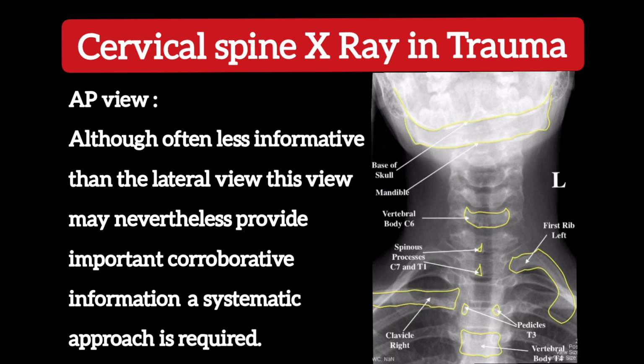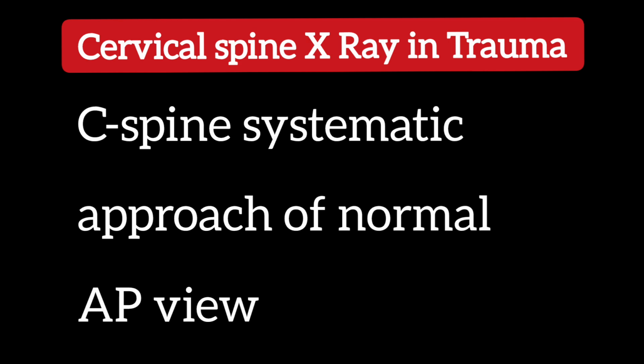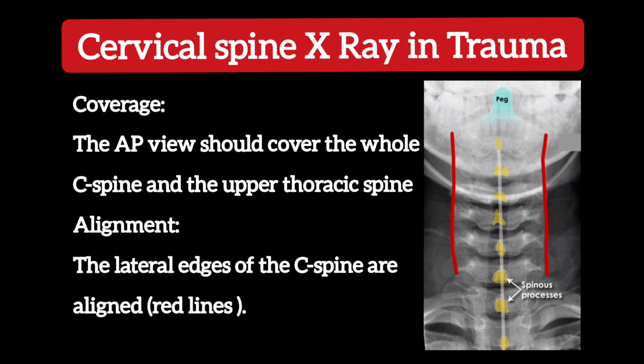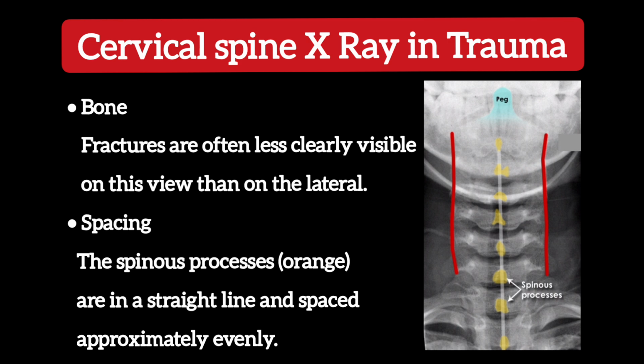Anterior-posterior view. Although often less informative than the lateral view, this view may nevertheless provide important corroborative information. A systematic approach is required. C-spine systematic approach of normal view. Coverage. The anteroposterior view should cover the whole C-spine and the upper thoracic spine. Alignment. The lateral edges of the C-spine are aligned, red lines. Bone. Fractures are often less clearly visible on this view than on the lateral.